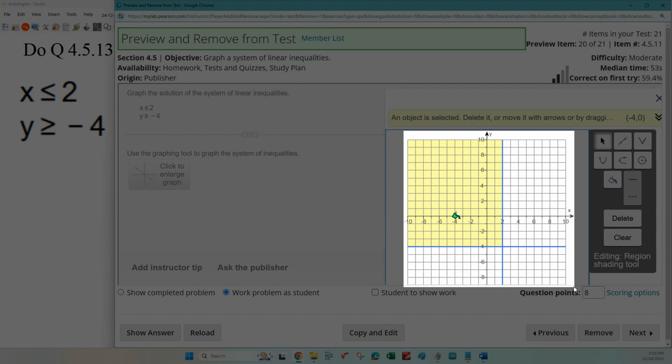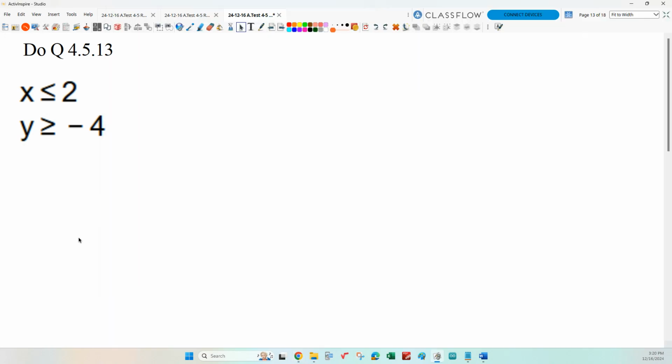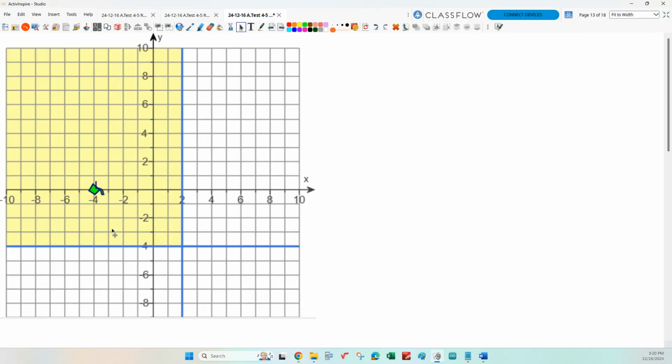Why didn't you put the dot right on -4 on the y-axis? Why didn't I put the dot right on -4? Yeah, why didn't you? I did. Did I not? No. Did I miss it? Did I put it not on the y-axis? No, because you put it right on the intersection, -4 instead of at -4.